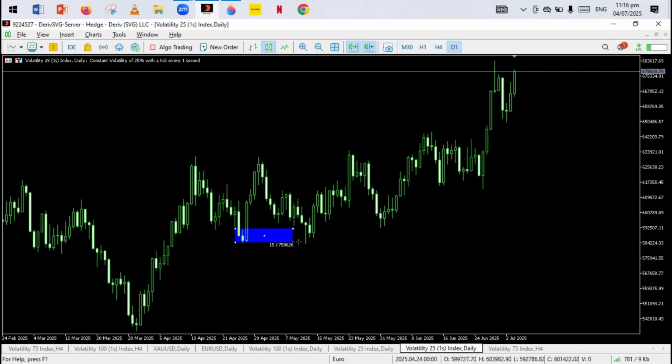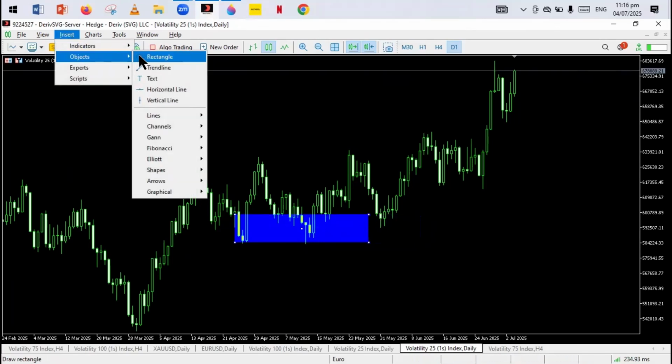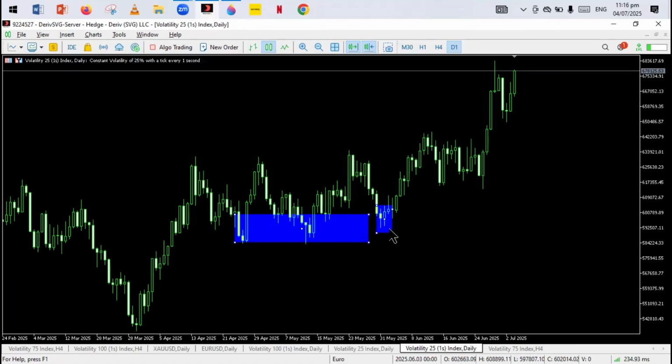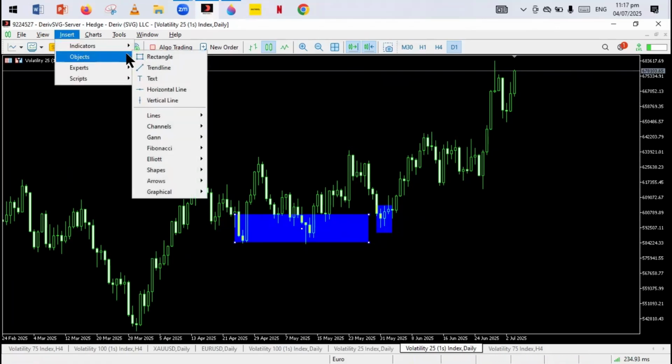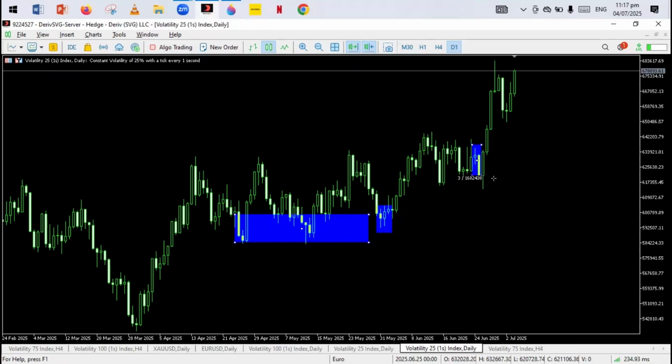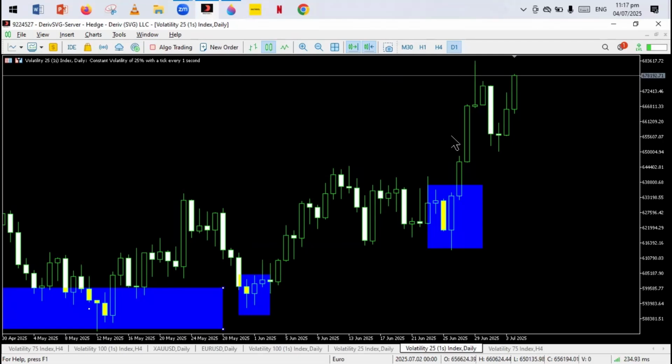What is forming at this level? This is basically support. So what do we have? A bullish engulfing, higher high, higher low. We have ourselves a tweezer bottom, higher high, higher low. There we have a bullish engulfing, and then we have higher high, higher low.